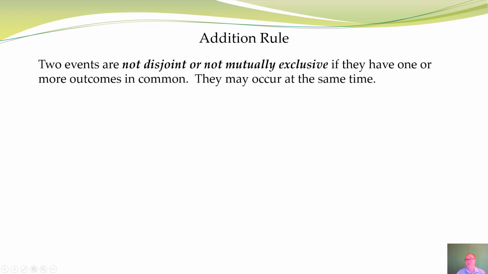Two events are not disjoint or not mutually exclusive if they have one or more outcomes in common. In other words, they may occur at the same time.